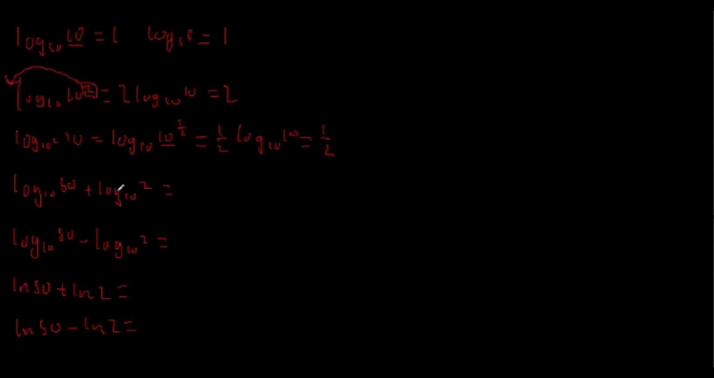Now for when you have a log added to another log, but they have the same bases, you just multiply the numbers. So this is going to be log base 10, and 50 times 2 is 100, so log base 10 of 100. And we can actually simplify this to log base 10 of 10 squared, which is equal to 2 times log base 10 of 10, as we did before, which is equal to 2.